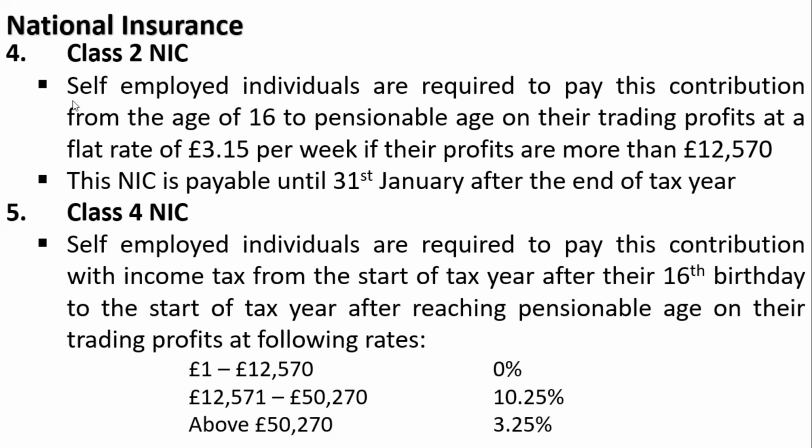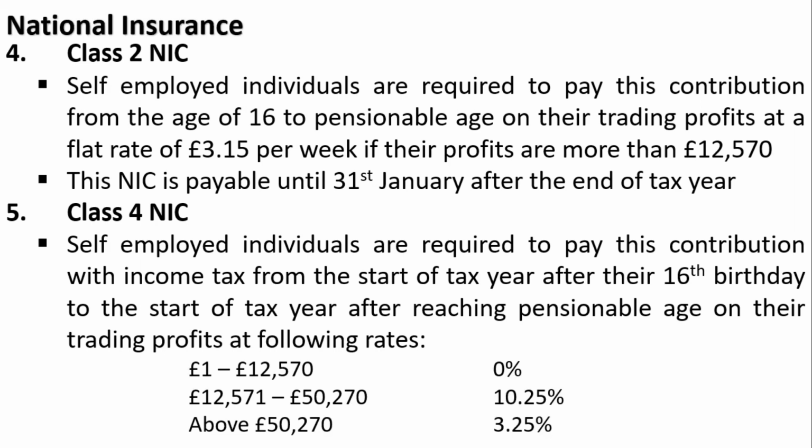Okay. This class 4 NIC is also paid by self-employed individuals, meaning the person who is trading, who is a businessman. He will also pay this class 4 NIC. This is based on his profits. You see that trading profits at £1 to this 0%, above 12,571, 10.25%, and above 50,270, 3.25%. So remember, the same method is to be applied for the calculation as we have learned for the class 1 employee NIC. But the difference is this is on the profit.